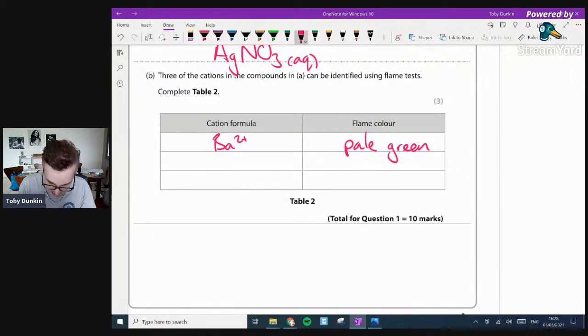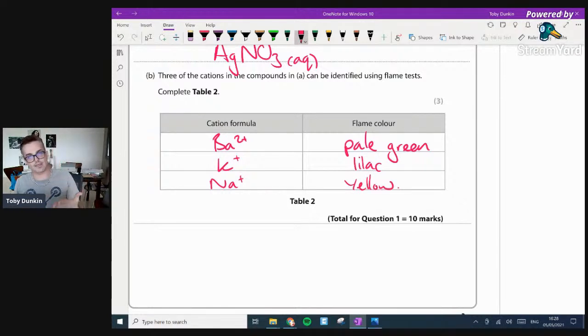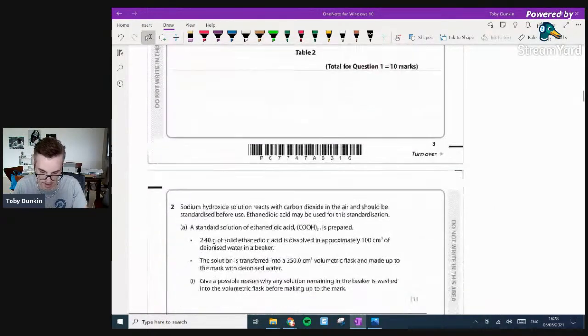Next, we had potassium 1+, which is lilac. Gotta be careful, sorry. You're not allowed to call it purple, you're not allowed to call it anything else except for lilac. And the other one was sodium carbonate, so sodium carbonate's gonna give a yellow. Now at this point, people are going, well, hang on a sec. So why are you adding in the pale green to the barium? The reason being is copper 2+ is also a green, but barium 2+ is a very, very pale green. So nice to have that distinction.